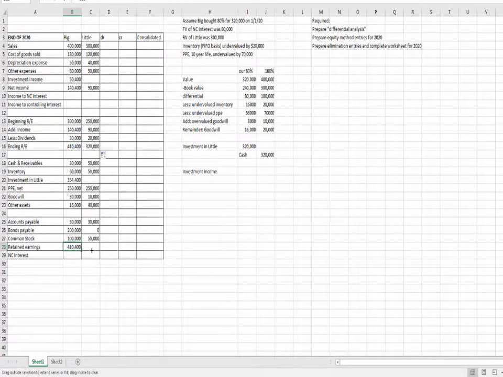And as you're doing these, it's always nice just to confirm that your ending balance sheet balances. So I'm going to do assets, add up all my assets, and now I'm going to subtract my liabilities.